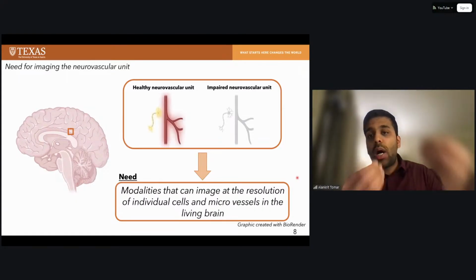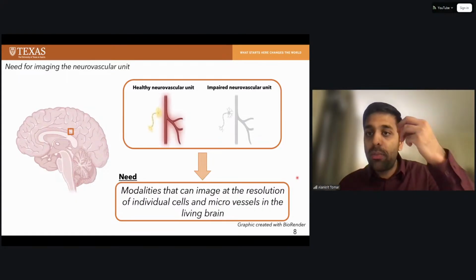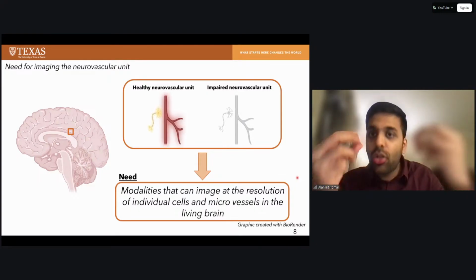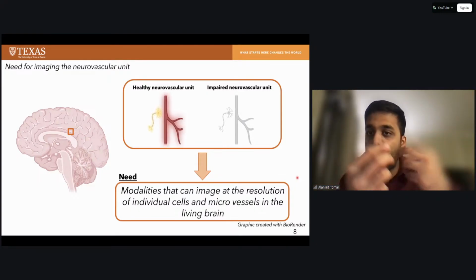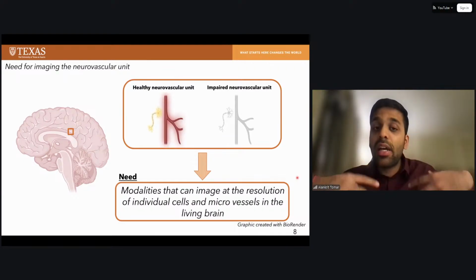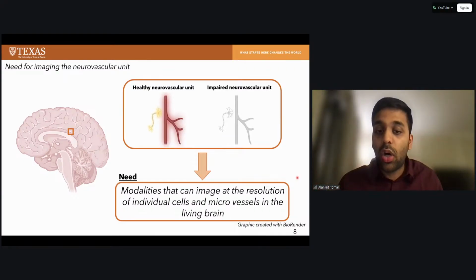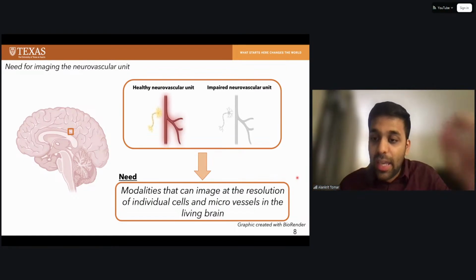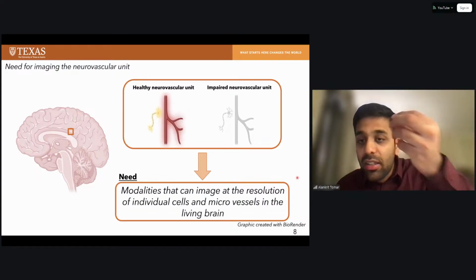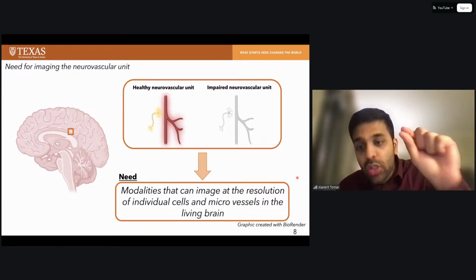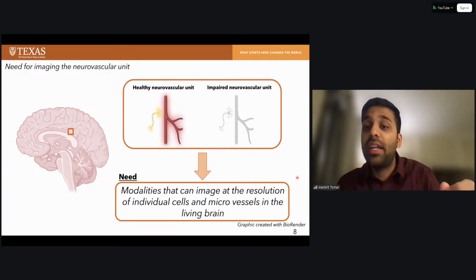So, in order to understand what happens to the brain at this micro level of the neurons and the blood vessels, we need imaging technologies, or we need modalities that can image the brain at the resolution of the individual cells and neurons in the brain.